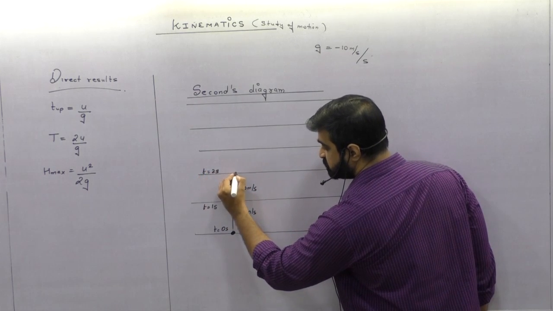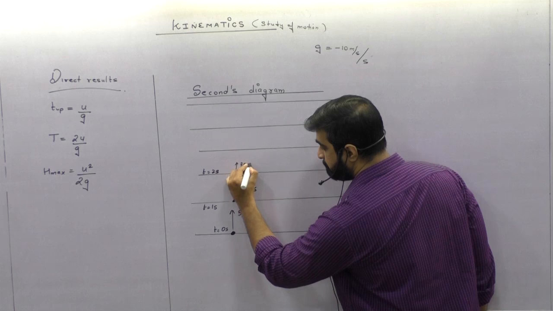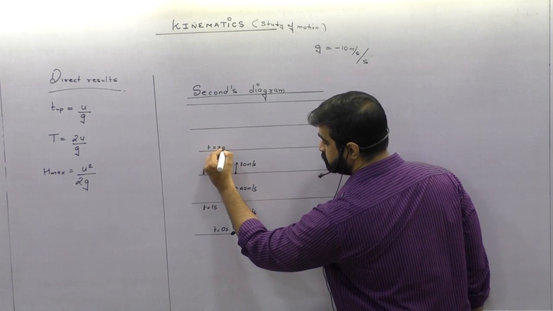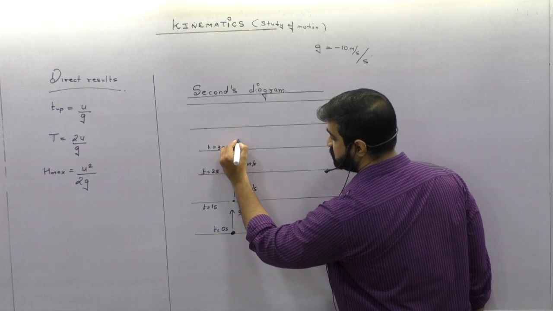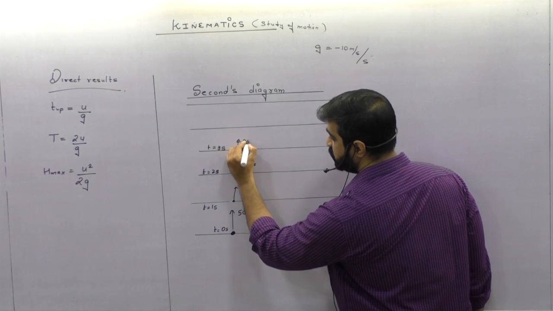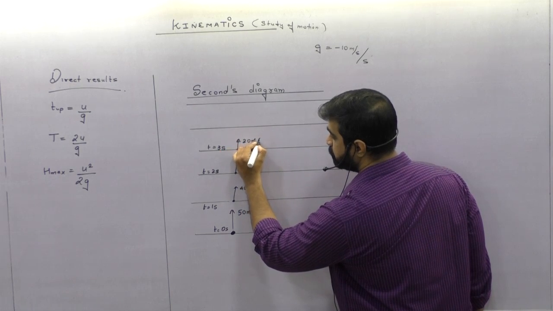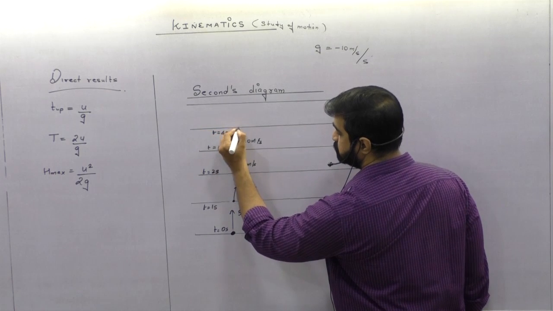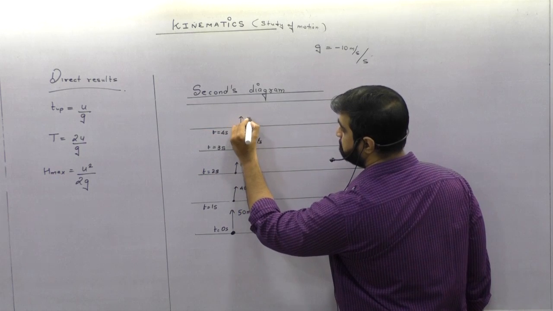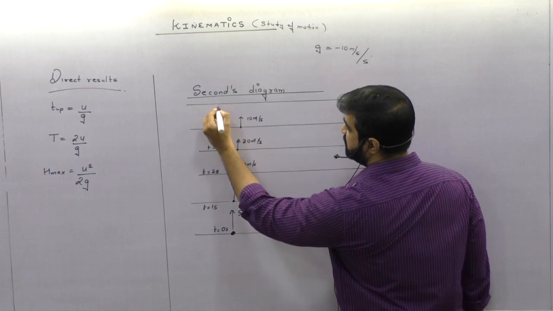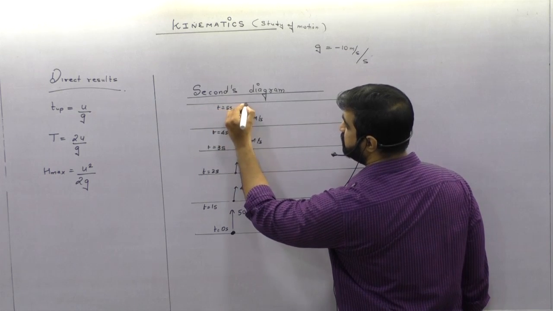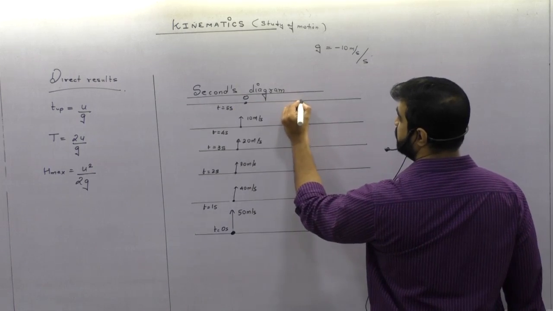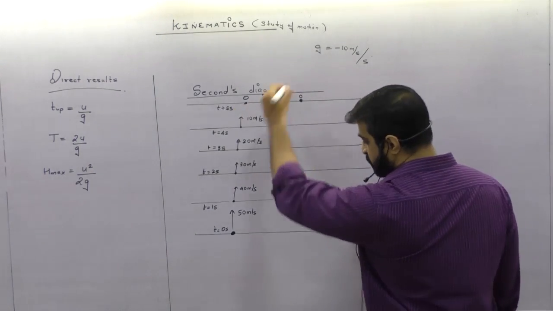After 2 seconds, the speed is 30. 3 seconds, how much? 20. 4 seconds, it is 10. And in the 5th second, it will become 0. 0 it is, and it will turn back. On the same level it will come down.